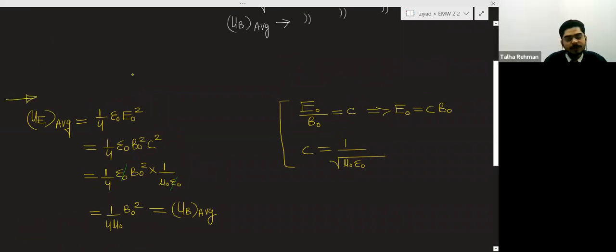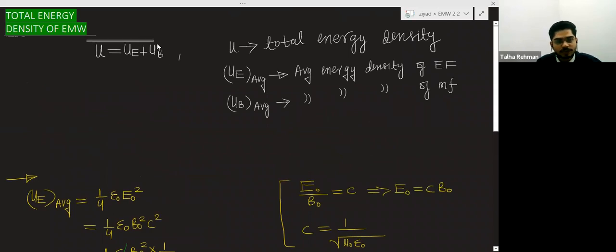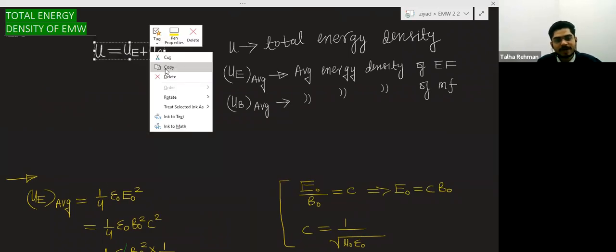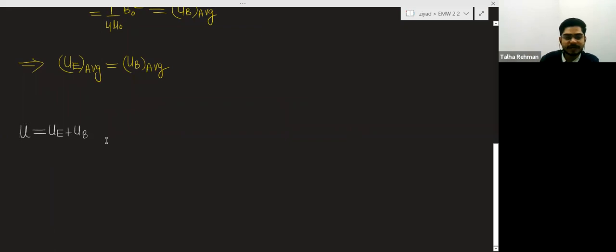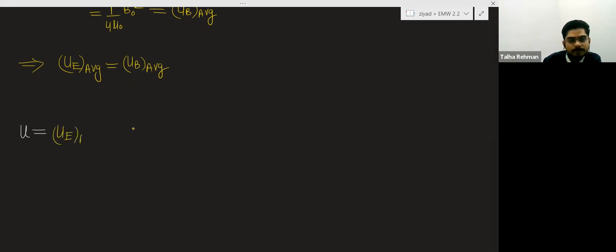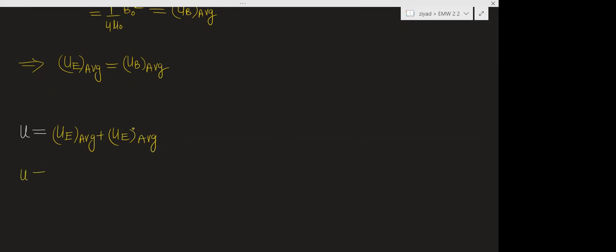Okay. Now if you want to calculate the total energy density of the electromagnetic wave, we know that basically here we will take the average values. So the average value of the electric energy density plus the average value of the magnetic energy density. Both are equal.